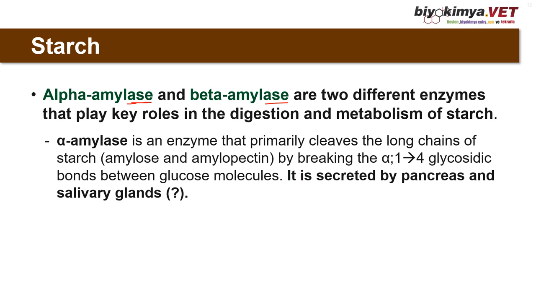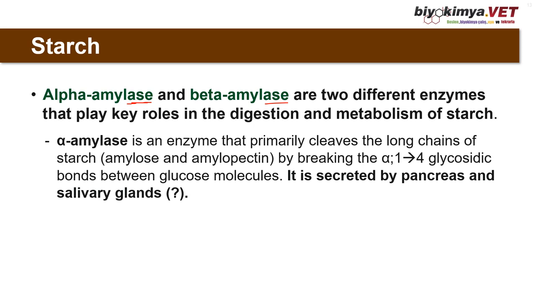Alpha amylase is an enzyme that primarily cleaves the long chains of starch, both amylose and amylopectin, by breaking the alpha-1,4 glycosidic bonds between glucose molecules, and it is secreted by the pancreas and salivary glands. Alpha amylase works by randomly hydrolyzing the internal bonds within the starch molecule, producing a mix of short-chain oligosaccharides, maltose, and glucose. Alpha amylase is produced in various organisms, including humans, and is involved in the initial stages of starch digestion in the mouth, which we call salivary amylase, secreted by salivary glands, and later in the small intestine, where it is provided by the pancreas.